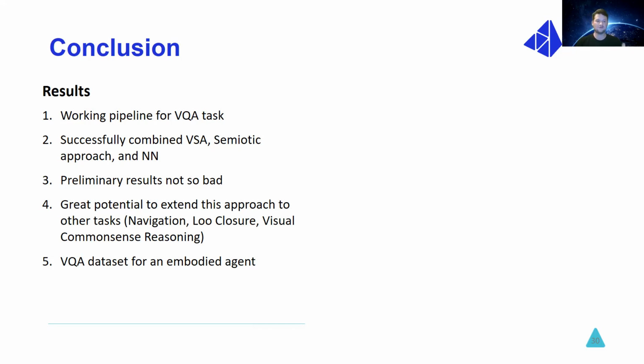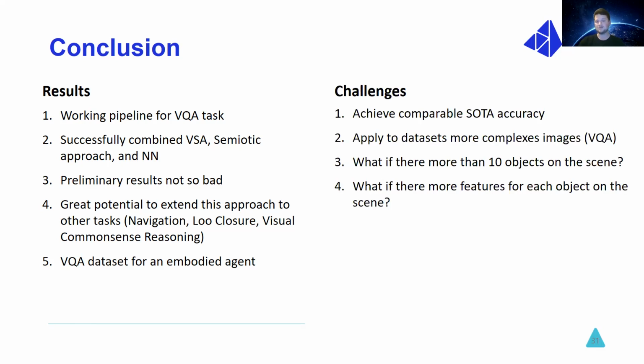To check these approaches on these tasks, we collected this dataset, these environment images, and also the challenges. First of all, we'd like to achieve accuracy comparable to SOTA architectures on the one hand. On the other hand, apply this approach to more complex datasets, not just these synthetic images but the VQA dataset itself. And another question: what if there are more than 10 objects in the scene? Or maybe 100 objects?